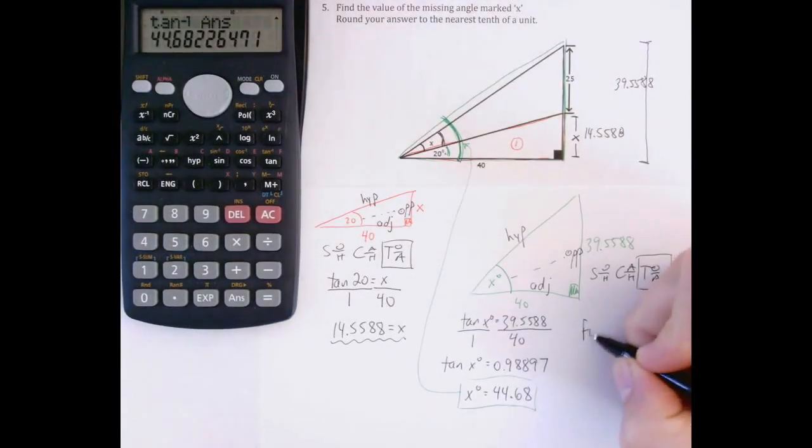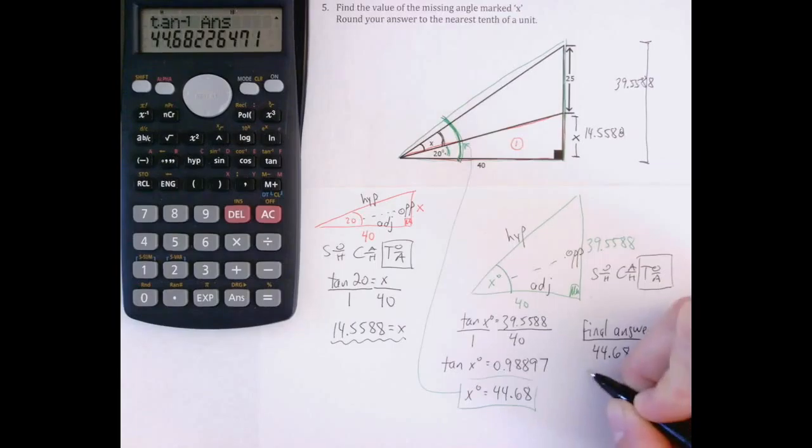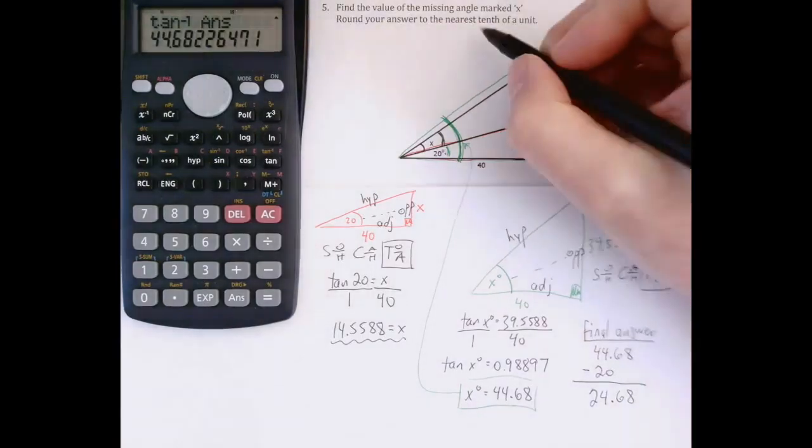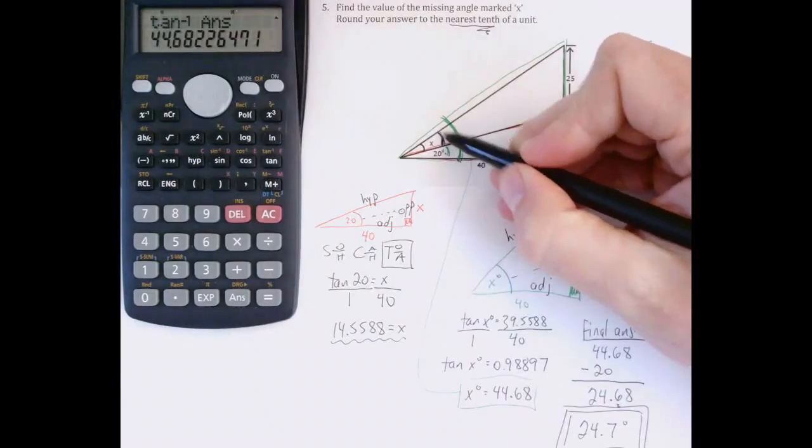So my final answer is going to be 44.68 minus 20. Leaves me with 24.68, and they wanted that rounded to the nearest tenth of a unit. Here's my tenths place, and a final answer there, 24 point. Beside the 6 is an 8. That's bigger than 5, obviously. That means the 6 rounds up to a 7. 24.7 degrees is the final answer for the measurement of this angle right here.